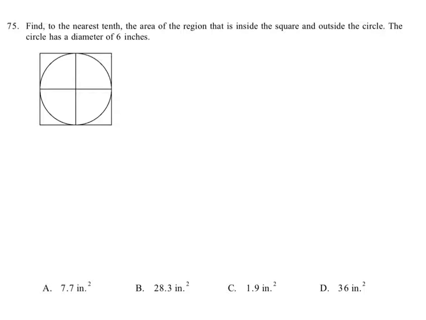Okay, so for this one, they're asking us to find the area of the shaded region that's inside the square but outside the circle. And that's this yellow region right here.